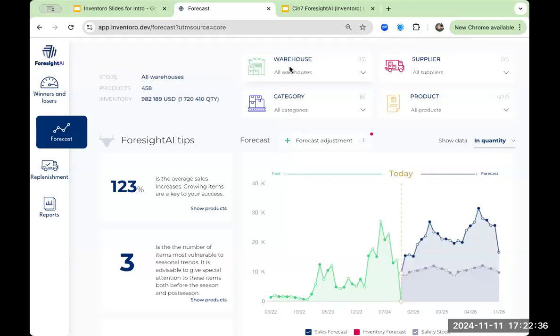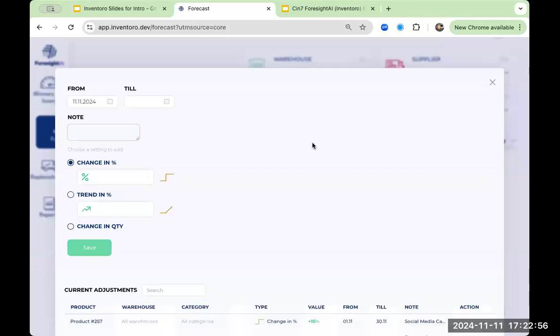So say I have a few stores that carry the same item. I can look at the product and the warehouse together and see how this graph changes over time. I can also create a forecast adjustment. And what that means is, I've already talked a little bit about the Foresight AI algorithm, but the computer doesn't know what it doesn't know. So this would be a case that you may want to create a forecast adjustment, such as a change in percentage, a trend in percentage, or a change in quantity.